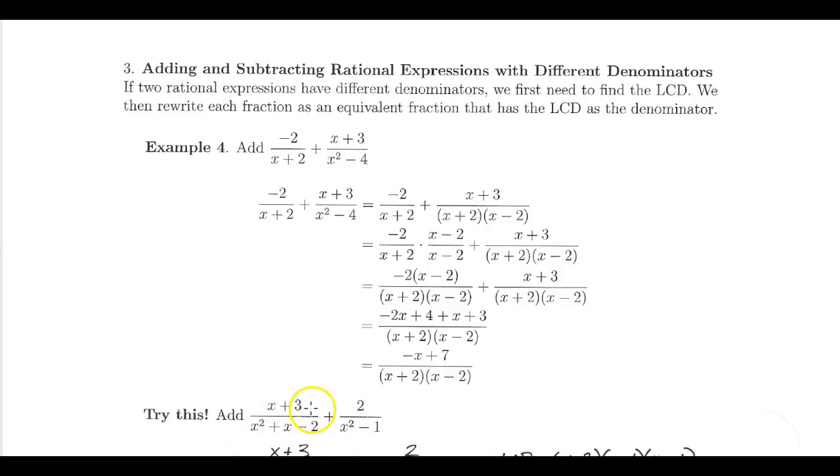Okay, so try this problem. Here we want to add x plus 3 over x squared plus x minus 2 plus 2 over x squared minus 1. Okay, so pause the video, try this out, and then come back and check your work.